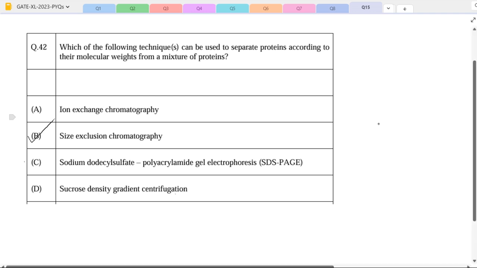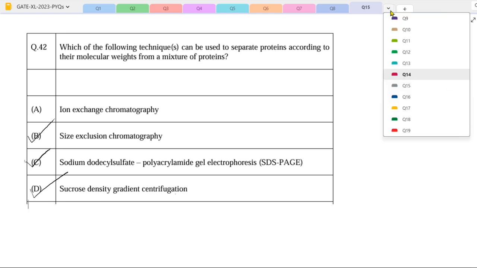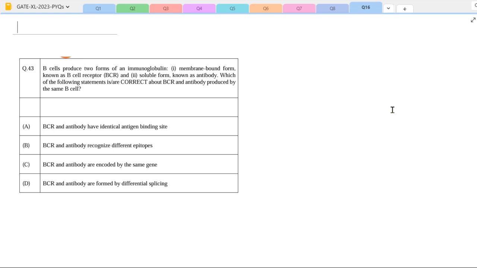And then SDS-PAGE, yes, sodium dodecyl sulfate polyacrylamide gel electrophoresis. In SDS-PAGE, the proteins get separated; the migration of proteins basically depends on their molecular weight. And of course sucrose density gradient centrifugation, based on size and shape. A different gradient of separation of proteins is observed in this centrifugation method. Okay, ion exchange, that's the wrong option. Yes. Moving on to the next question.